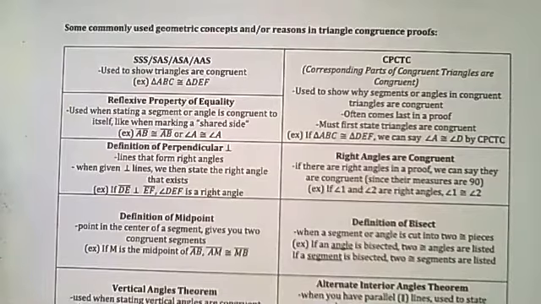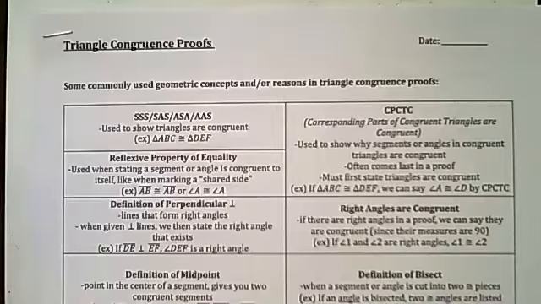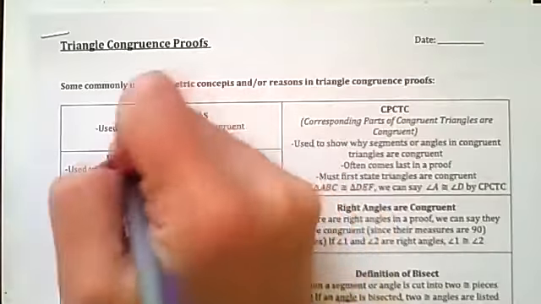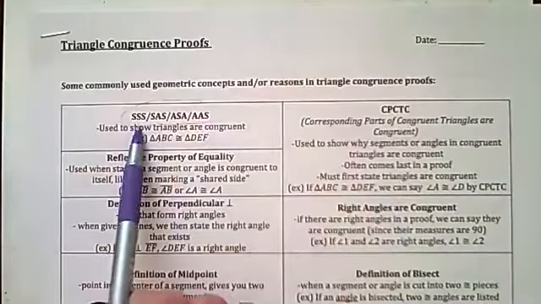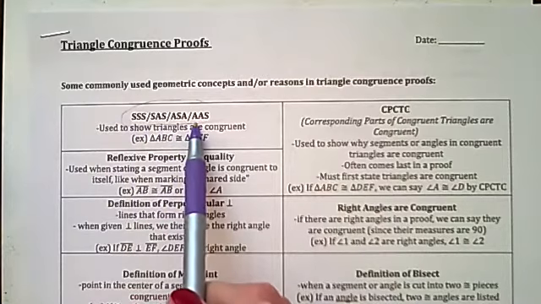Okay, so like I said, today's lesson is on triangle congruence proofs. So this is what we learned last time. We learned about side, side, side, side, angle, side, and angle, angle, side. And those are all theorems that tell us that triangles are congruent based on their markings.